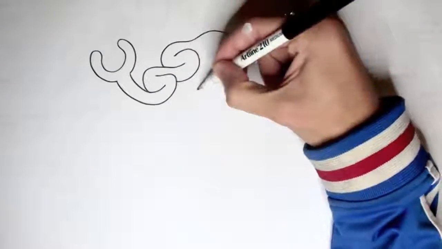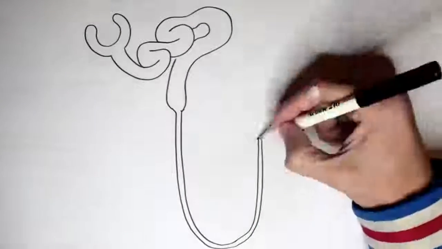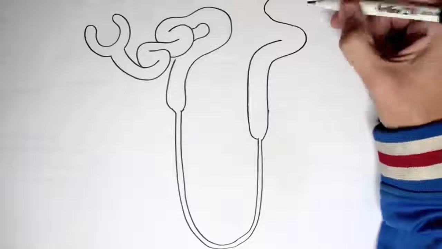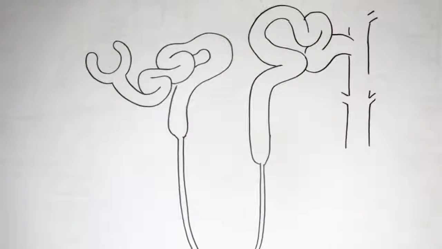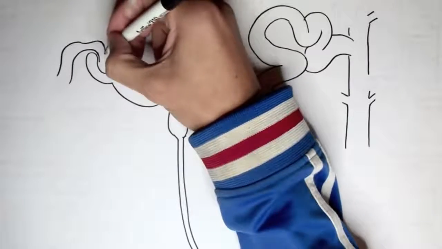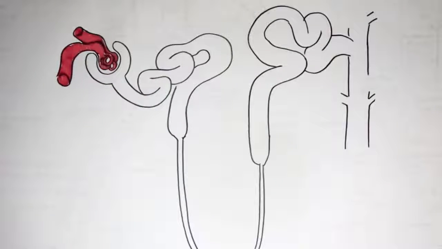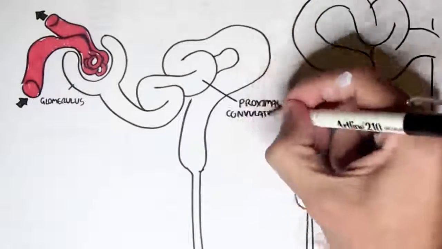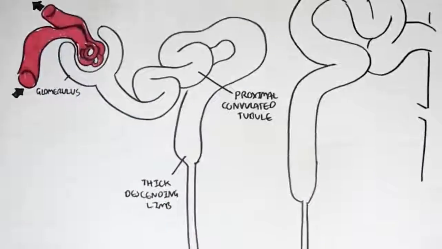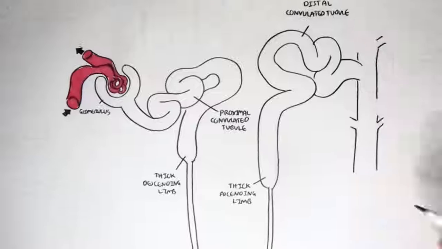Because diuretics elicit their function on the nephron of the kidneys, let us again recap the structure of the nephron and later see where these diuretics specifically have their function along the nephron tubule. So here we have the glomerulus with the afferent arteriole coming in and the efferent arteriole coming out. Here we have the proximal convoluted tubules, the thick descending limb, the loop of Henle, the thick ascending limb, the distal convoluted tubules, and the collecting duct.